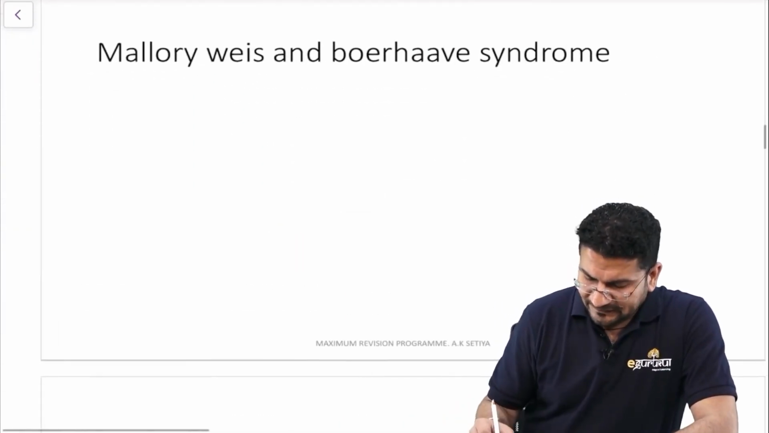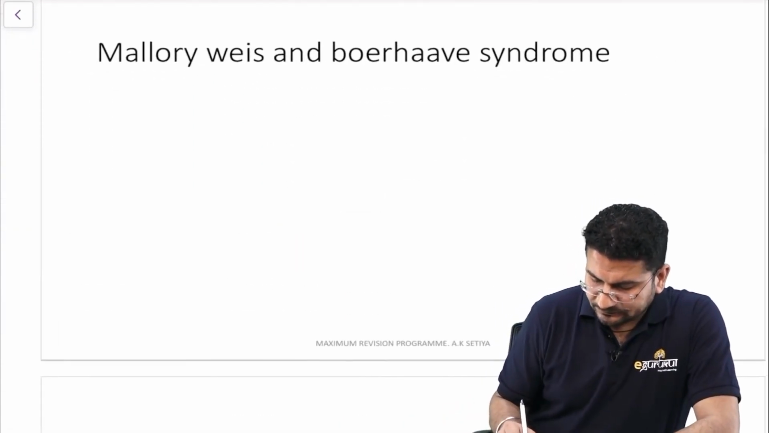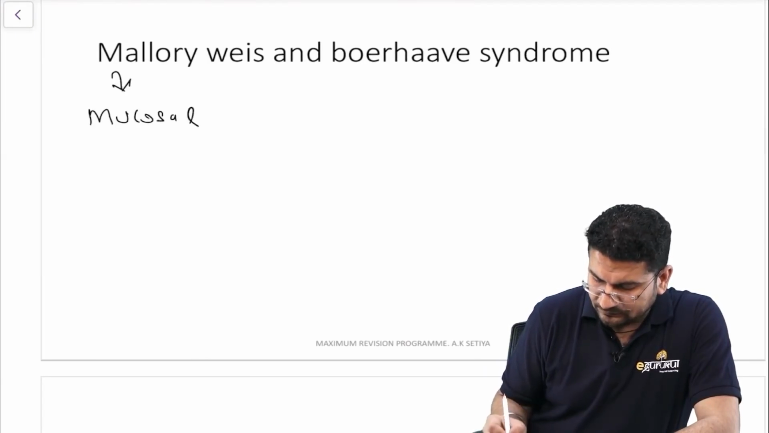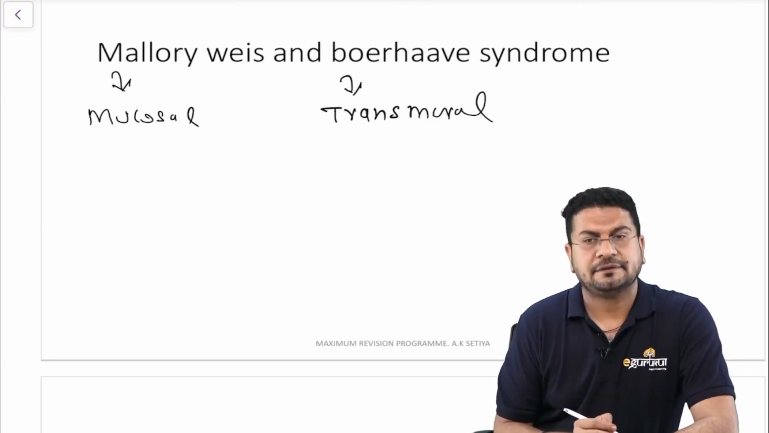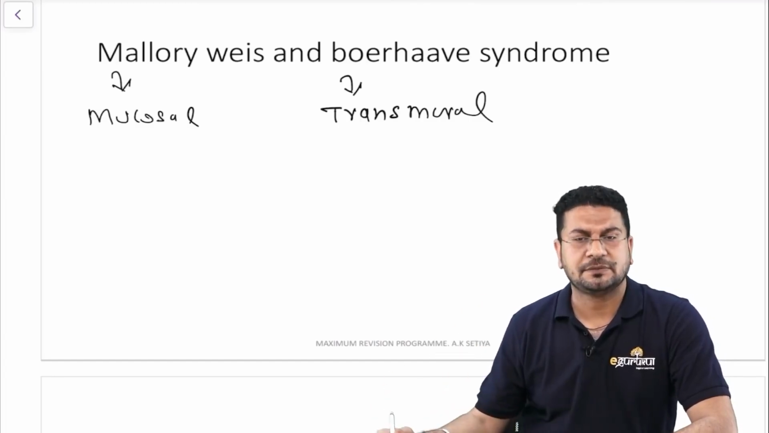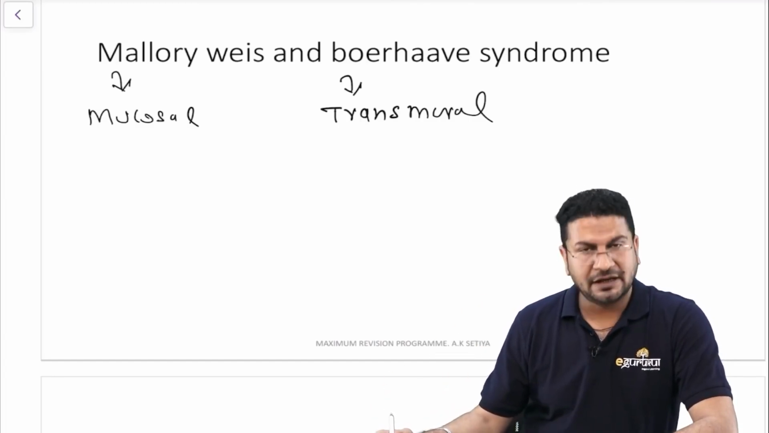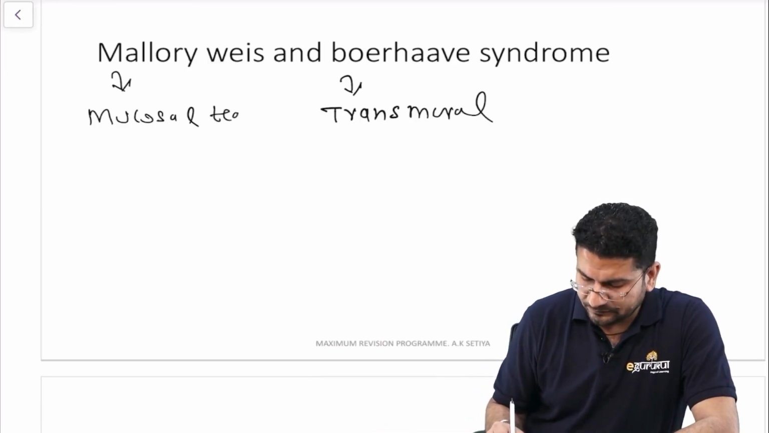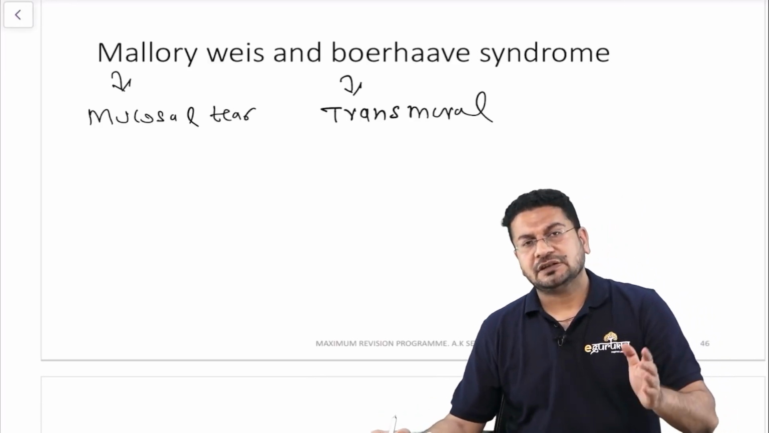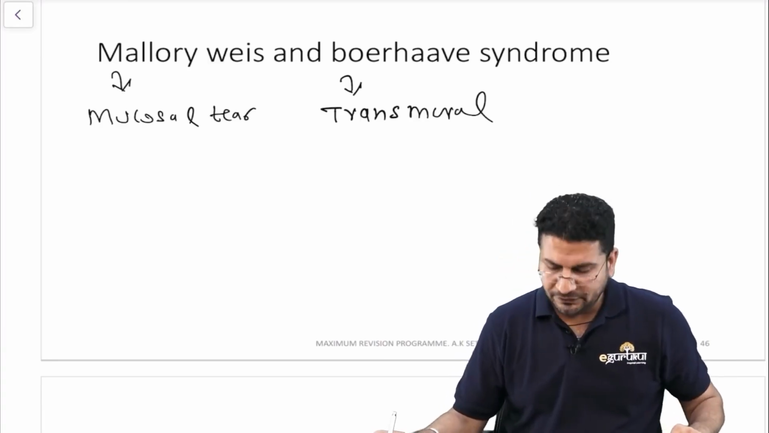Mallory-Weiss tear. Mallory-Weiss is just a mucosal tear. And Boerhaave is transmural. Transmural means it will involve all layers. So it is spontaneous esophageal rupture. Both can occur in alcoholics. Just a mucosal tear, we call this Mallory-Weiss syndrome. Involving mucosa, submucosa, all layers, we call this Boerhaave syndrome.